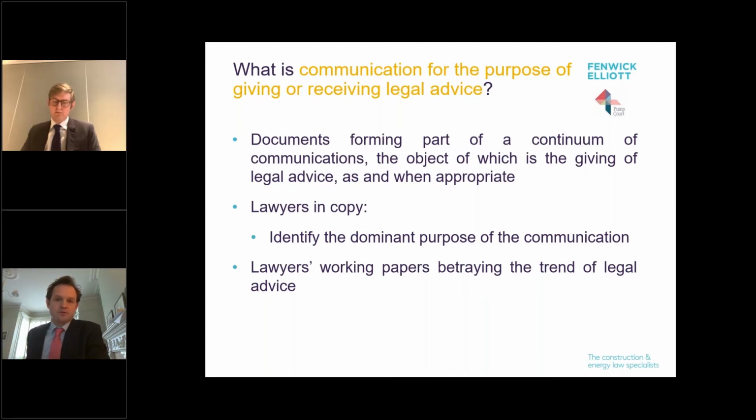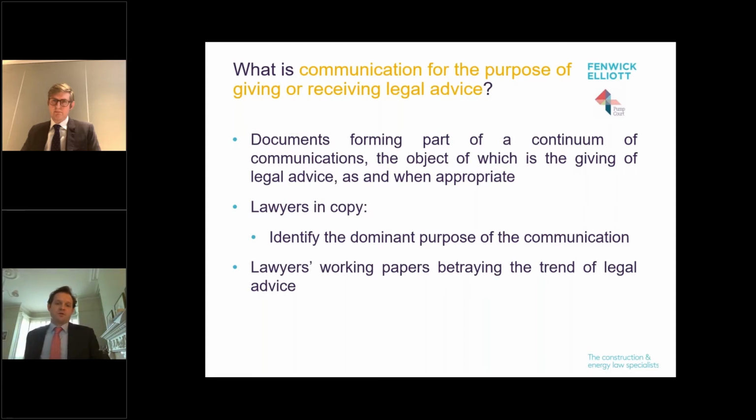The papers created by lawyers, which ultimately lead to the advice that they're given, are an exception generally to the requirement that there's a communication. So drafts produced by a law firm will not ultimately need to be disclosed. The exception to that is documents that do not give any advice at all. They just record facts. They don't betray the trend of the advice given.